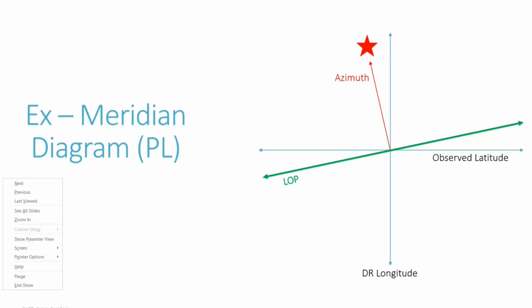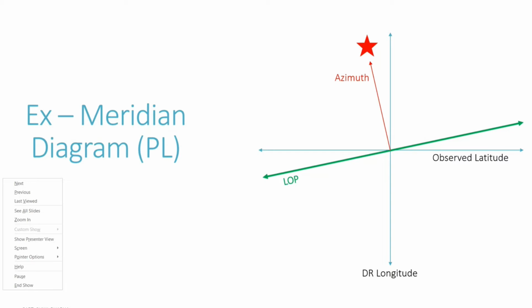Look beta, the observed latitude we got from the ex-meridian is just a reference latitude which gives us a position from where the PL passes. We can obtain from the observed latitude and DR longitude the position from where the PL is passing. Now once you obtain that position, on that position you have to draw the azimuth, like we have drawn the azimuth of this red color star, and perpendicular to the azimuth will be our position line.